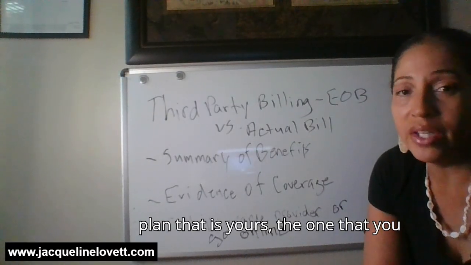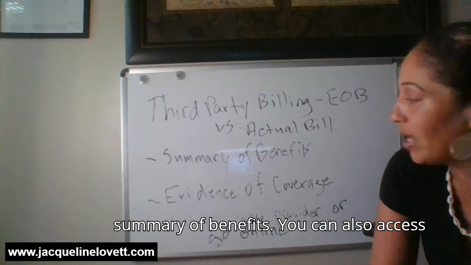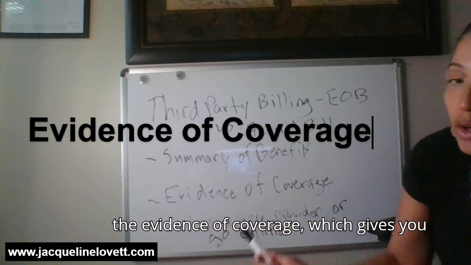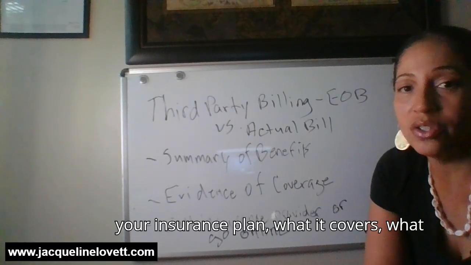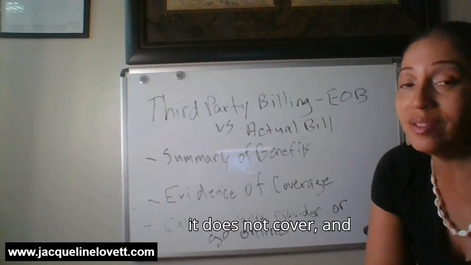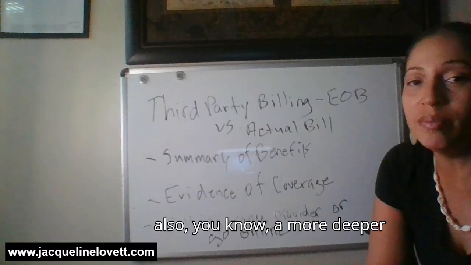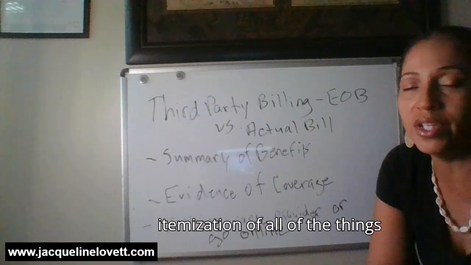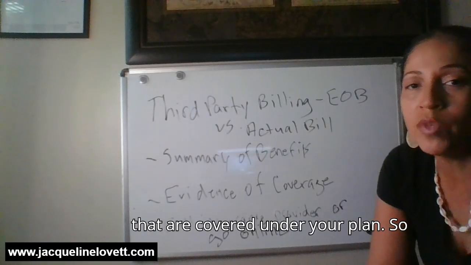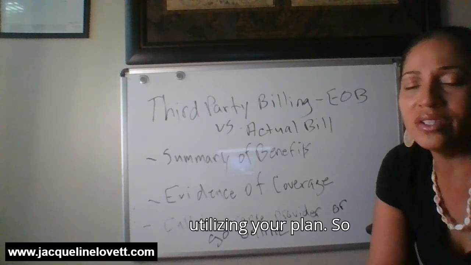And you can choose the plan that is yours, the one that you have. And then you can pull up the summary of benefits. You can also access the evidence of coverage, which gives you more detailed information about your insurance plan, what it covers, what it does not cover, and also a deeper and more detailed itemization of all of the things that are covered under your plan. So basically, what you can and cannot do utilizing your plan.